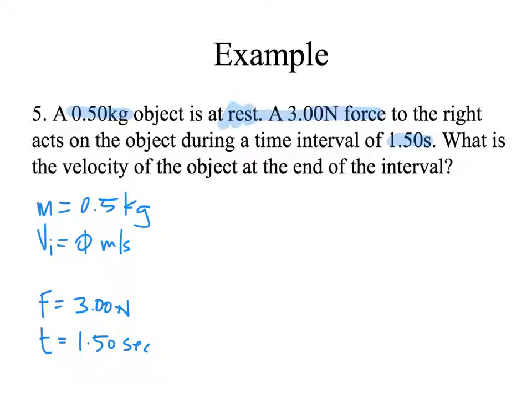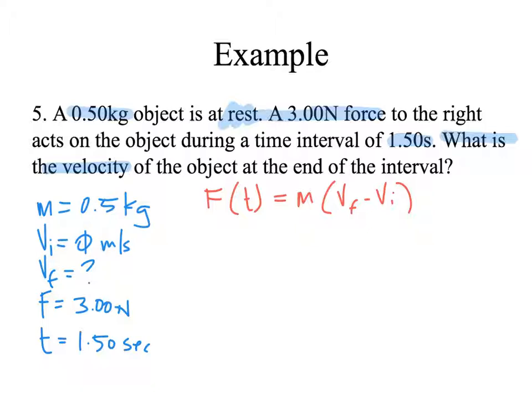Okay, and the last question says, what is the velocity of the object at the end of the interval? So it's starting off at rest. I want to know how fast it's going at the end of the 1.5 seconds. So that means I'm solving for VF. So VF is unknown. Just like before, I have a force that is being applied over a certain amount of time, and that is equal to the mass of the object times its change in velocity. So that force is causing a change in velocity, which leads to a change in momentum, which is our impulse, basically.